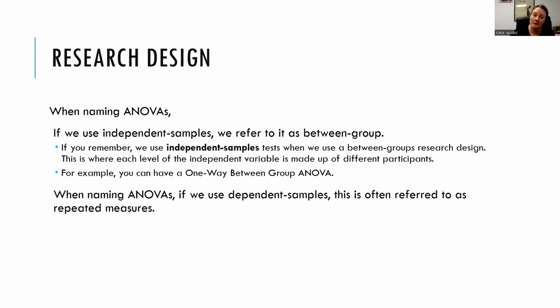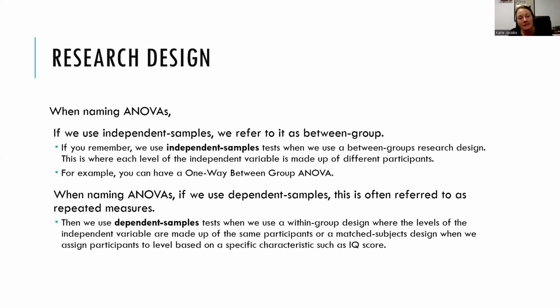When naming ANOVAs, if we use dependent samples, this is often referred to as repeated measures. So we use dependent samples tests when we use a within group design, where the levels of the independent variable are made up of the same participants, or a matched group design, when we assign participants to a level based on specific characteristics such as IQ scores. So for example, you may have a one-way repeated measures ANOVA.